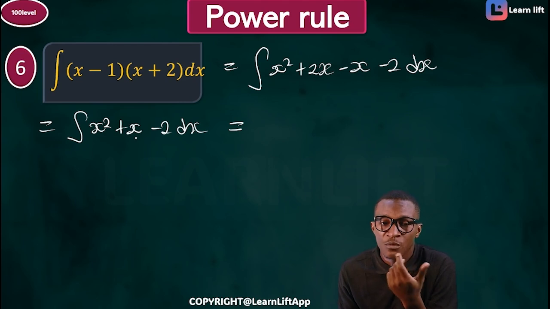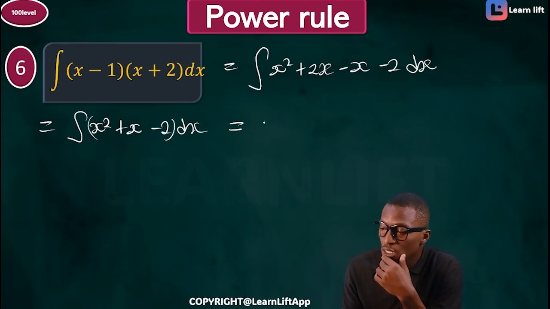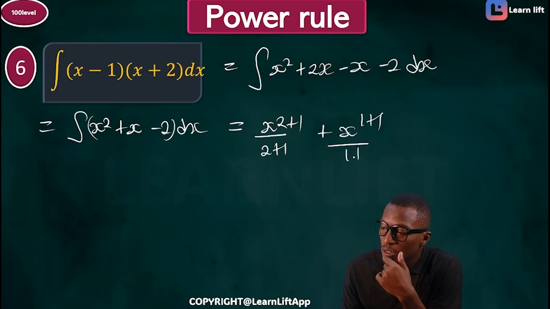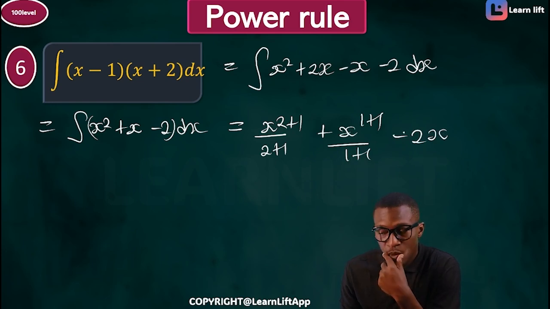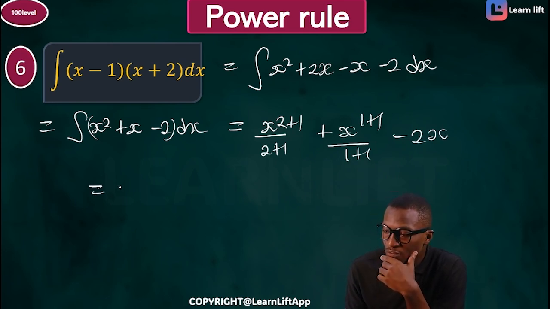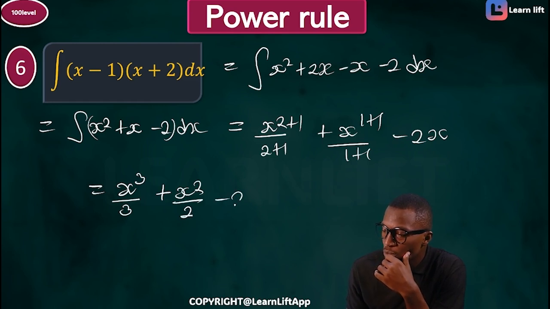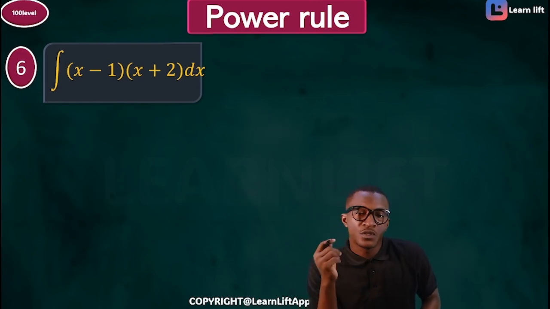I'll just go straight. I can decide to split them using the integral of a sum is the sum of the integrals, but I can just go straight. This now gives me x raised to power 2 plus 1 all over 2 plus 1, plus x raised to power 1 plus 1 all over 1 plus 1, minus 2, that will give me minus 2x. Hope we now got that. So that will practically give me x cubed all over 3 plus x squared over 2 minus 2x plus a constant. Do you understand that?